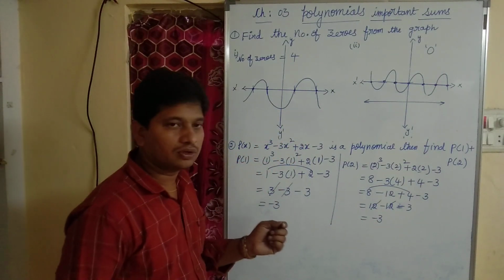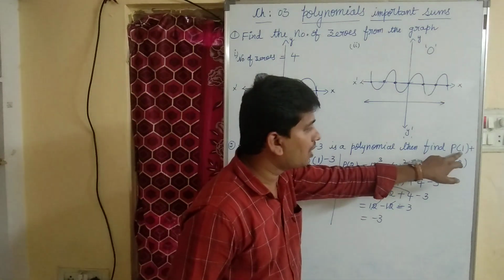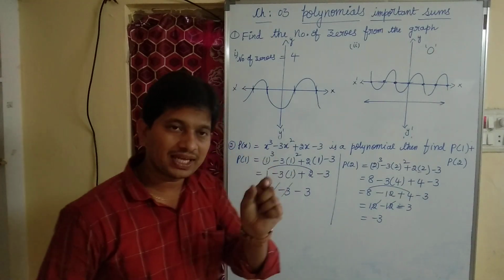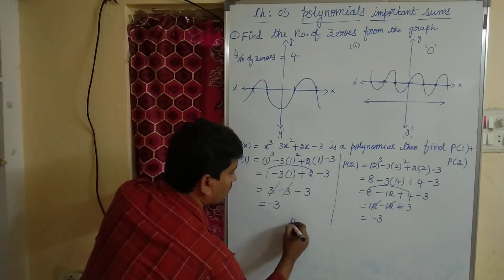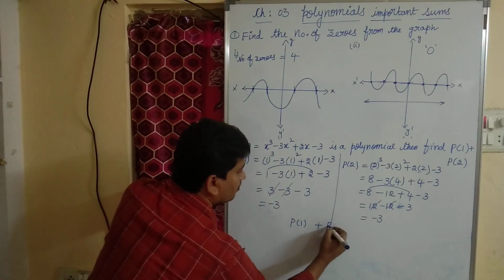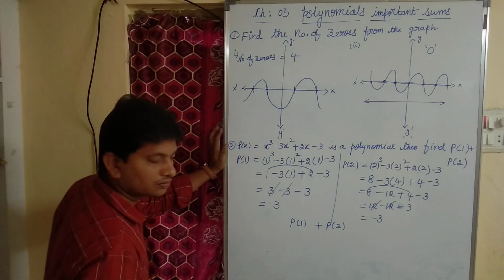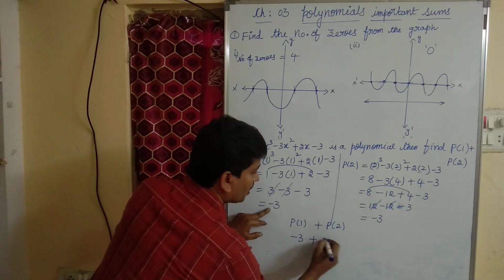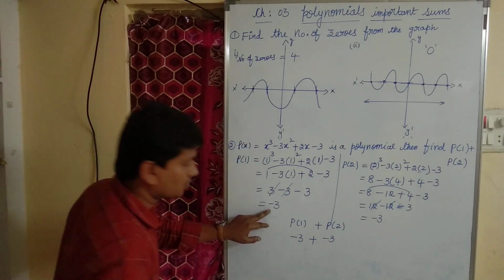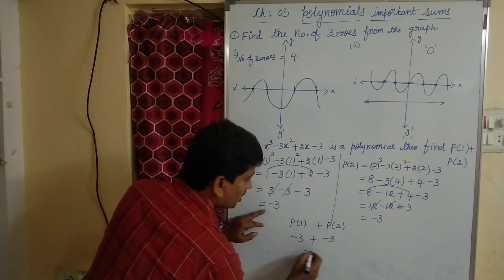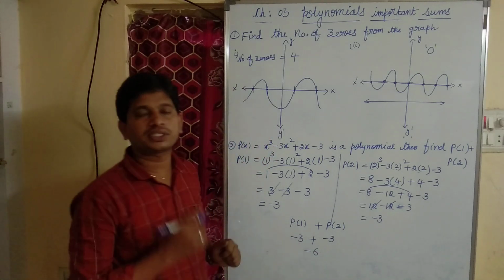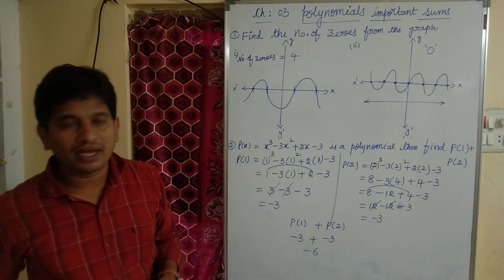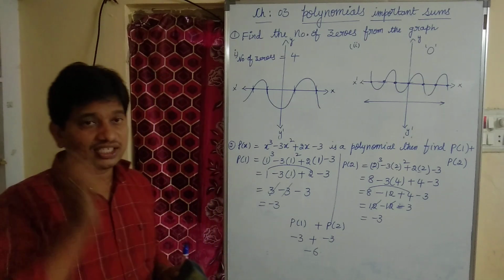But if you observe, they are asking to find P of 1 plus P of 2. In between we have plus sign. P of 1 plus P of 2. P of 1 is nothing but minus 3, plus P of 2 is nothing but minus 3. So minus 3 plus minus 3, that is equal to minus 6. Okay children. So these are the questions they may ask in examination.